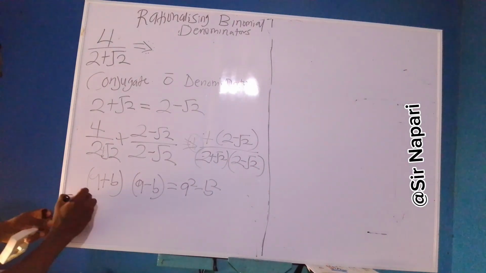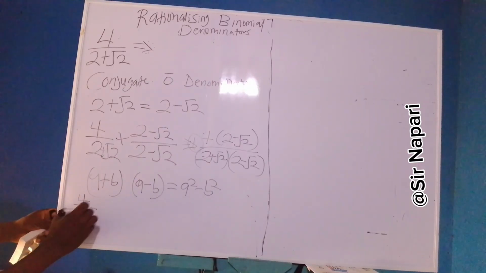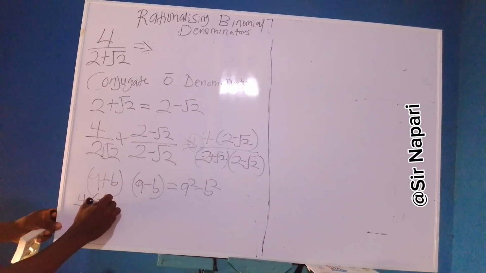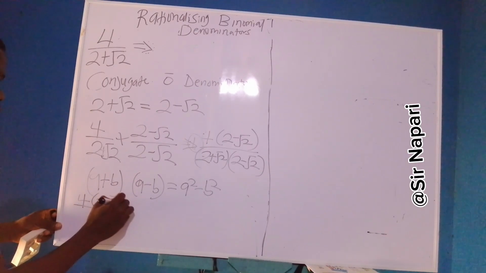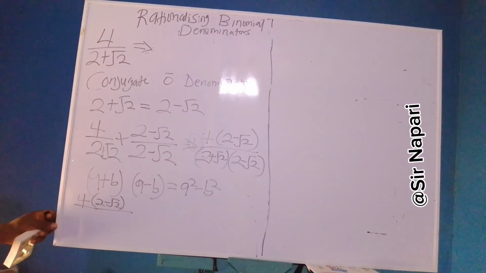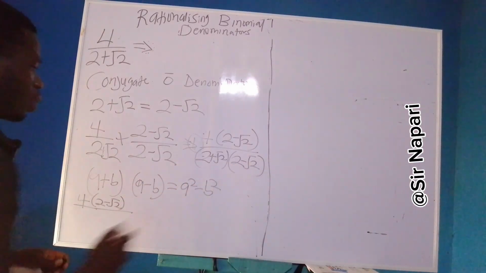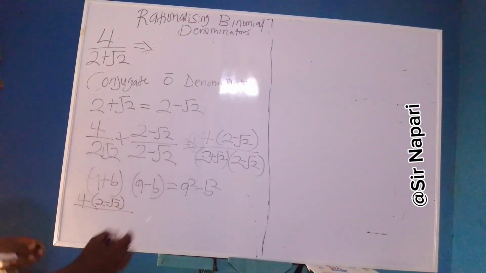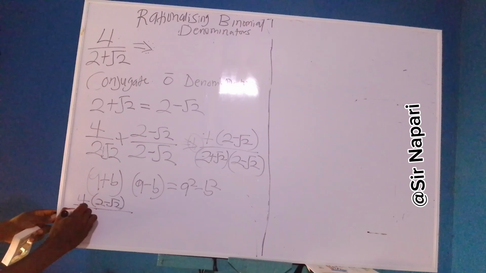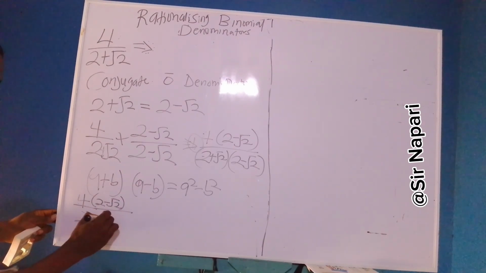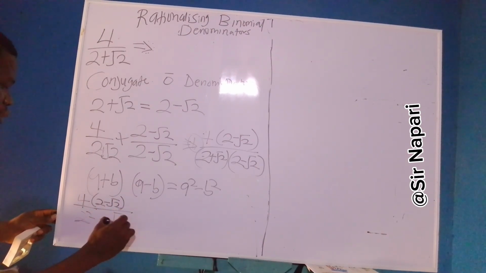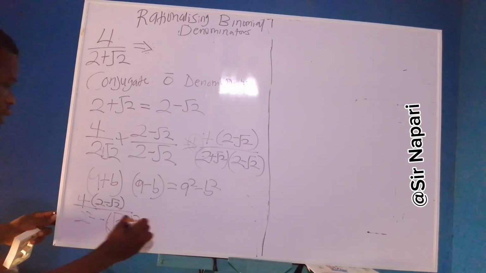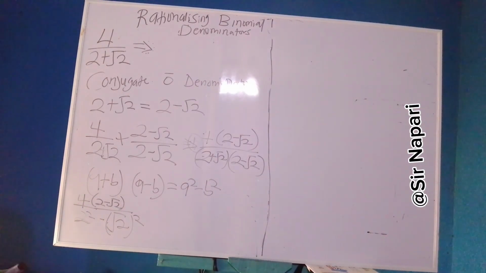In doing that, we'll have 4 into bracket 2 minus root 2, all divided by, this one is a difference of two squares. So just take one term squared minus the second term squared. The first term is 2 squared minus the second term, root 2 squared. Difference of two squares. Now we can go ahead to simplify.